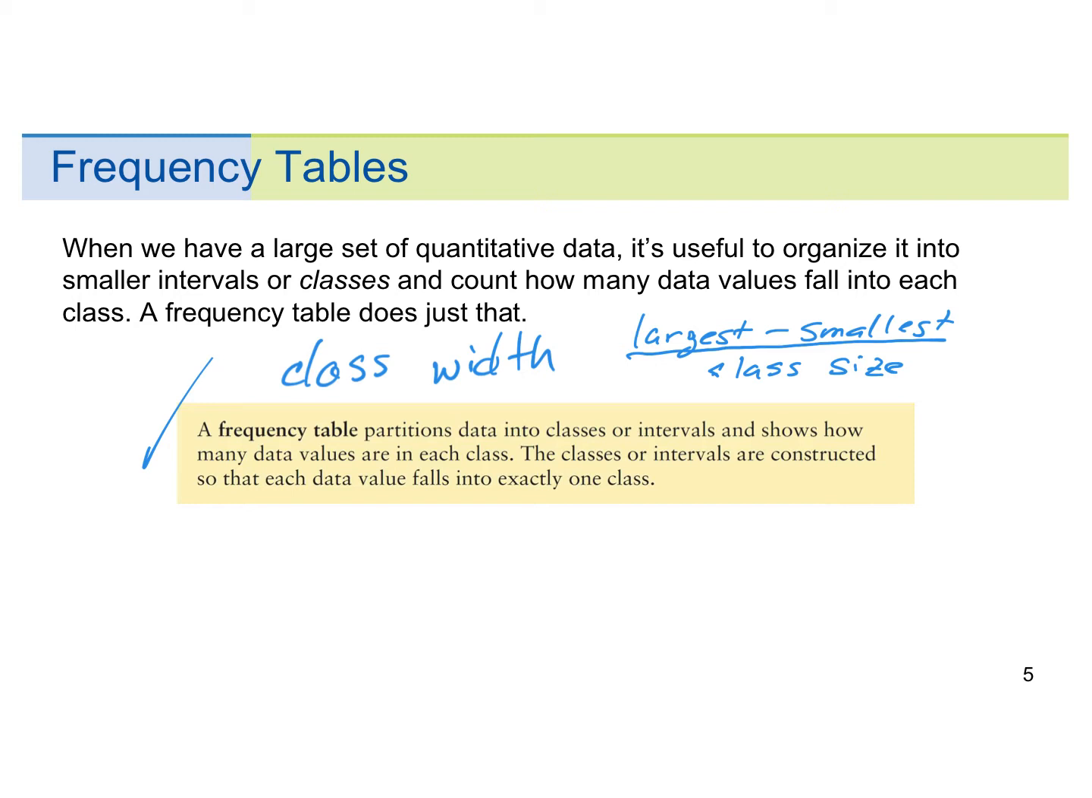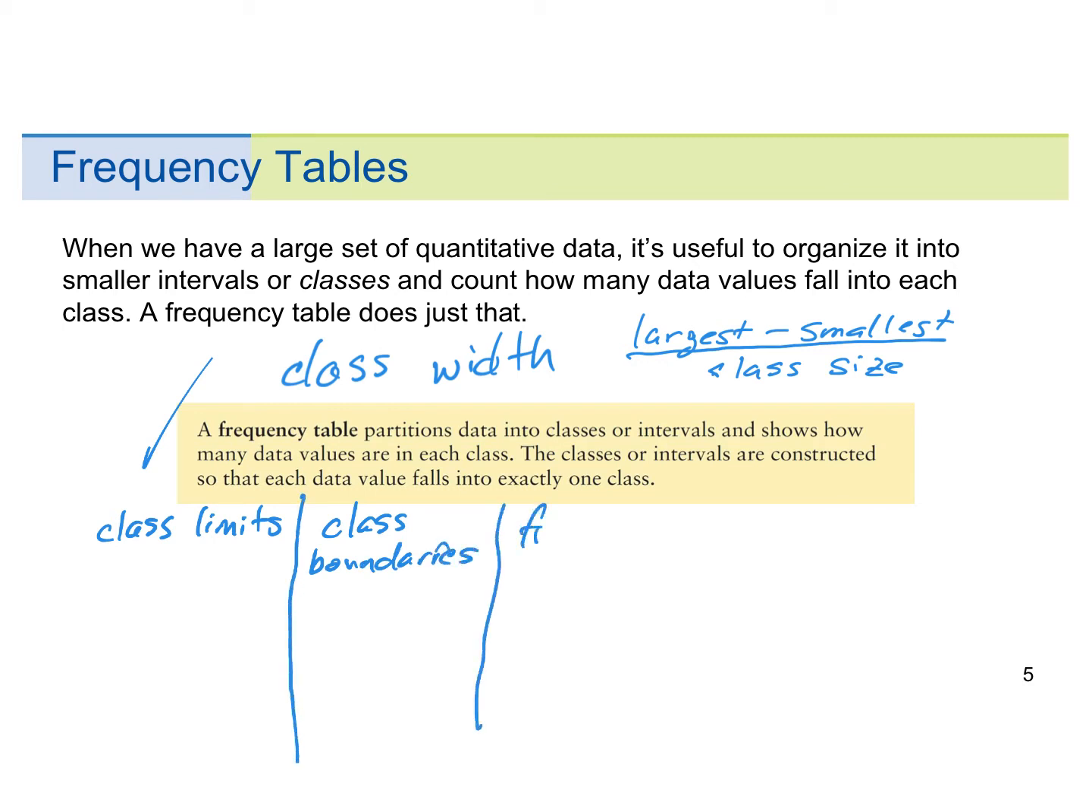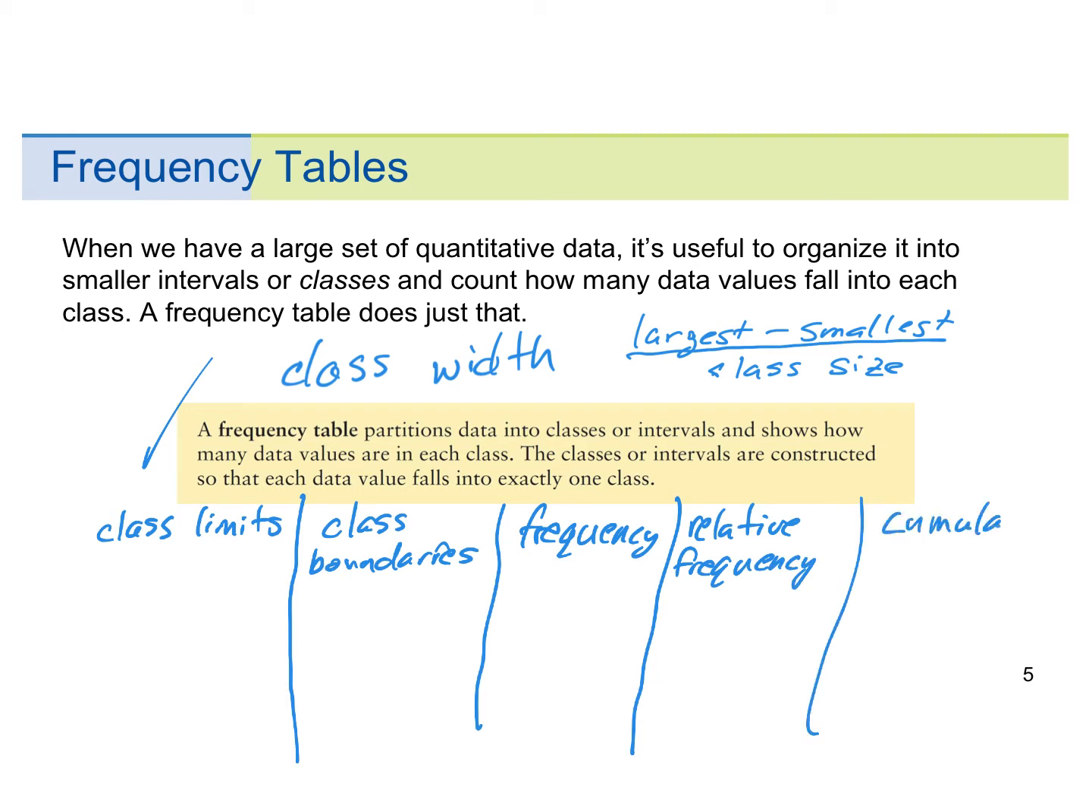So what are the things we're going to do? We are going to find our class limits. We are going to find our class boundaries. We're going to find the frequencies. We're going to find our relative frequency. And lastly, our cumulative frequency.